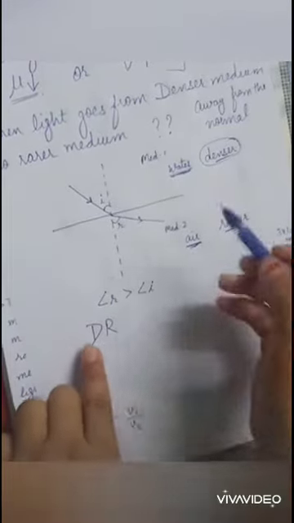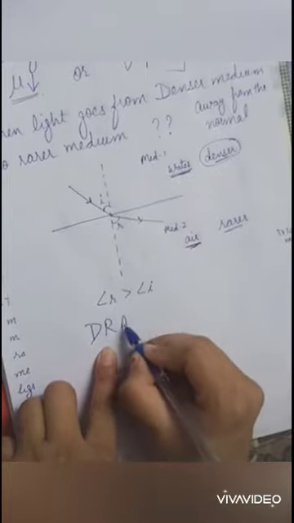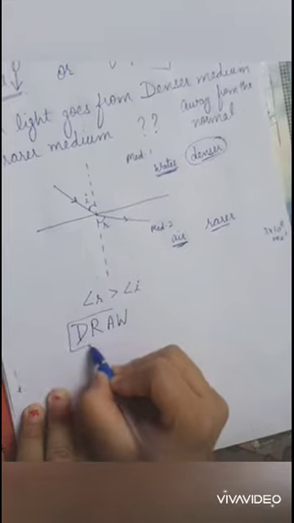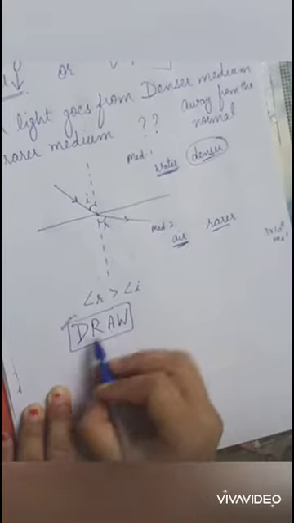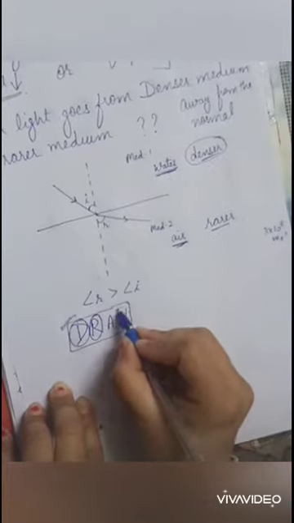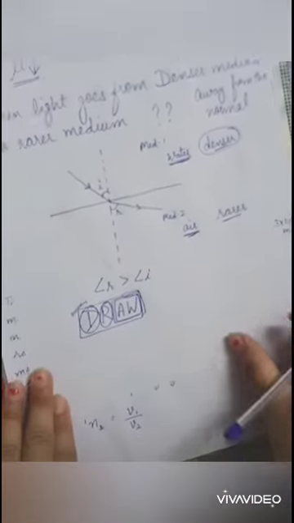Okay, now how can you remember this? When light ray goes from denser to rarer medium, it goes away from the normal. Just remember this thing with this word, DRAW, draw. When light goes from denser to rarer medium, it goes away from the normal.